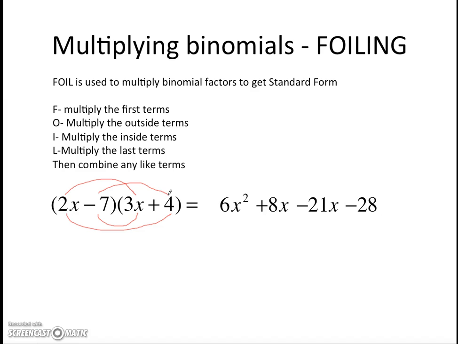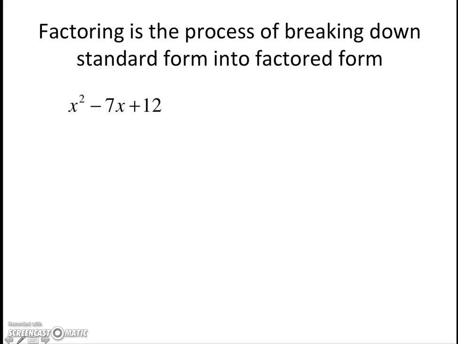The last step is to combine any like terms we have. So in the middle, we have 8x and minus 21x, and we can combine them together to form 6x squared minus 31x minus 28. And again, we started with factored form, we multiplied them to get standard form. Factoring is the process of breaking down standard form into factored form. So we have x squared minus 7x plus 12.